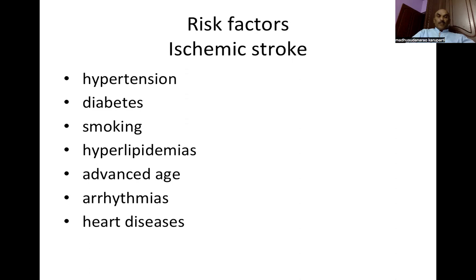Diabetes is again a risk factor for vasculopathy, thereby causing stroke, and patients with diabetes are more liable to stroke. Smoking is another risk factor. Hyperlipidemias, advanced age, arrhythmias, and heart diseases. These are some of the risk factors for ischemic stroke. There could be some overlap between the risk factors for ischemic stroke as well as hemorrhagic stroke.